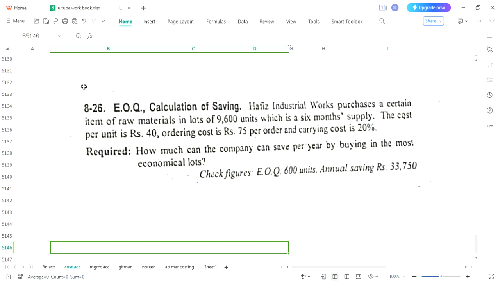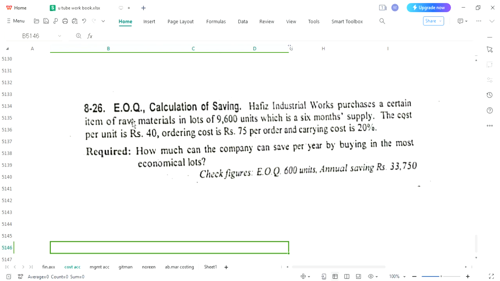Today's target is to solve question number 8.26, and the chapter we are related with is economic order quantity, with special reference to the material inventory system. In the last few questions under this topic, we have solved 3-4 questions, and in all of them we calculated economic order quantity through its formula.